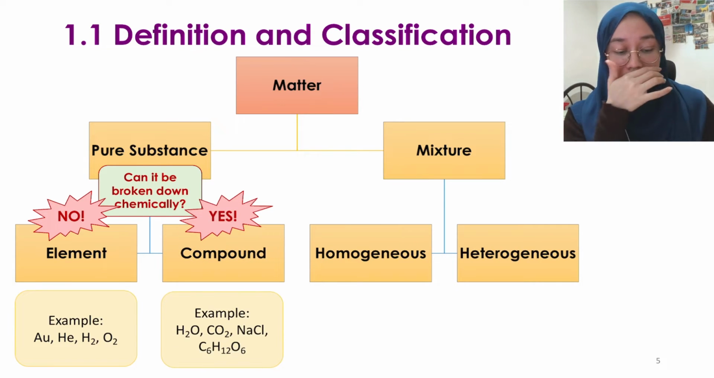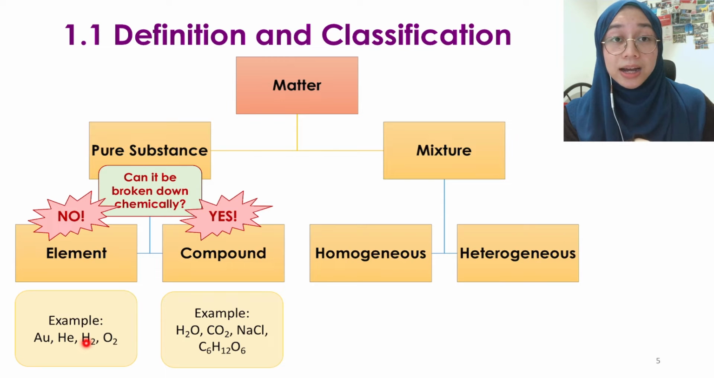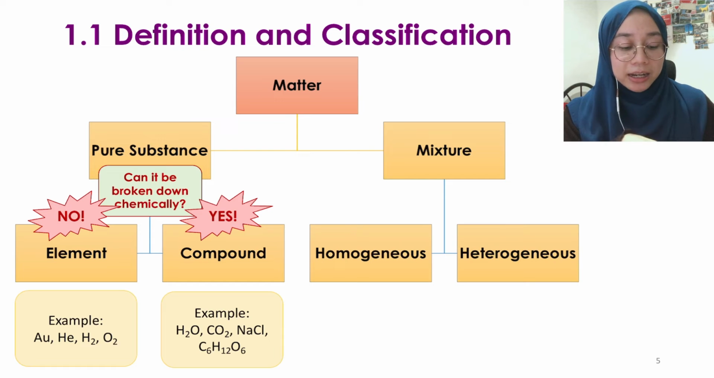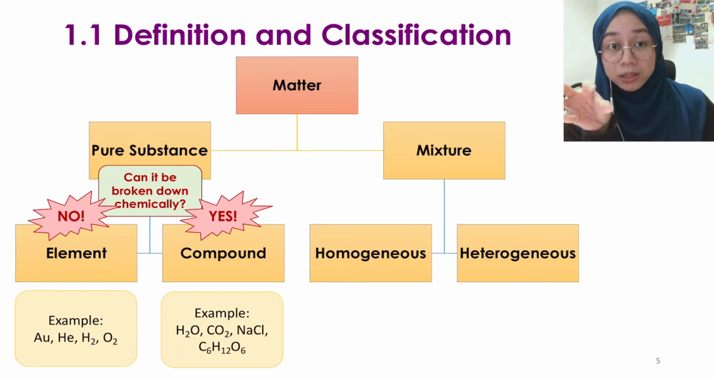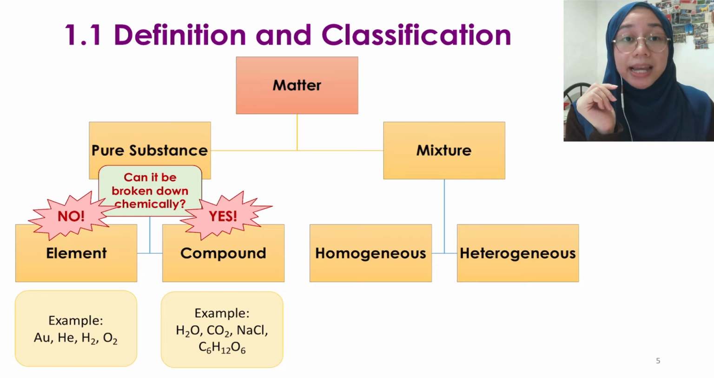Okay, so kalau kita tengok example kat sini, so macam elemen ni kan, example dia adalah aurum. Aurum adalah gold kan, and then helium, hydrogen gas, oxygen gas. So walaupun ni H2, but then ada satu je type of atom, which is H. Okay, yang ni pula, walaupun ni O2 ada dua oxygen atom, tapi since oxygen, meaning there's only one kind of atom, therefore it is considered as element.